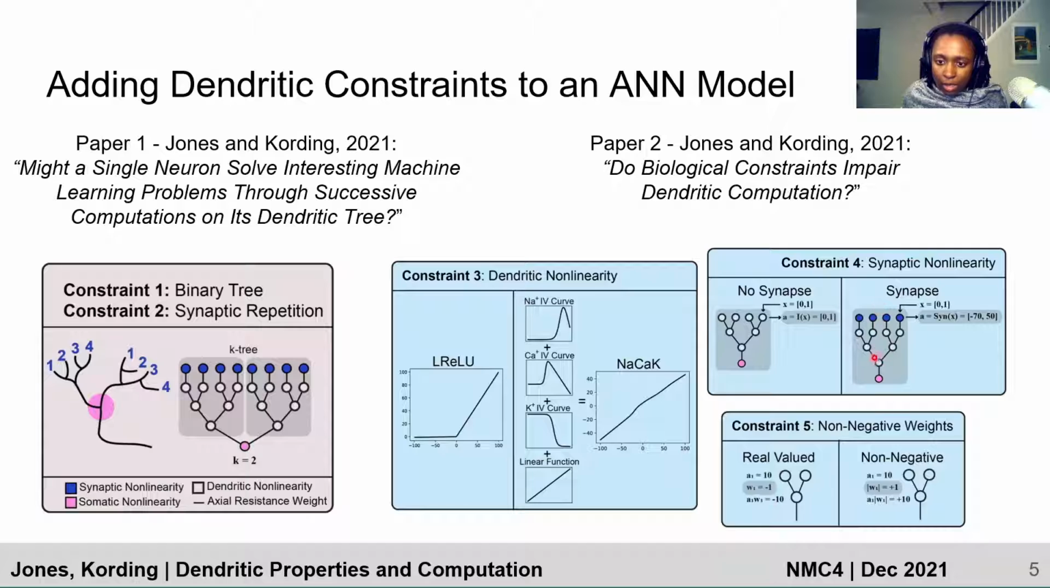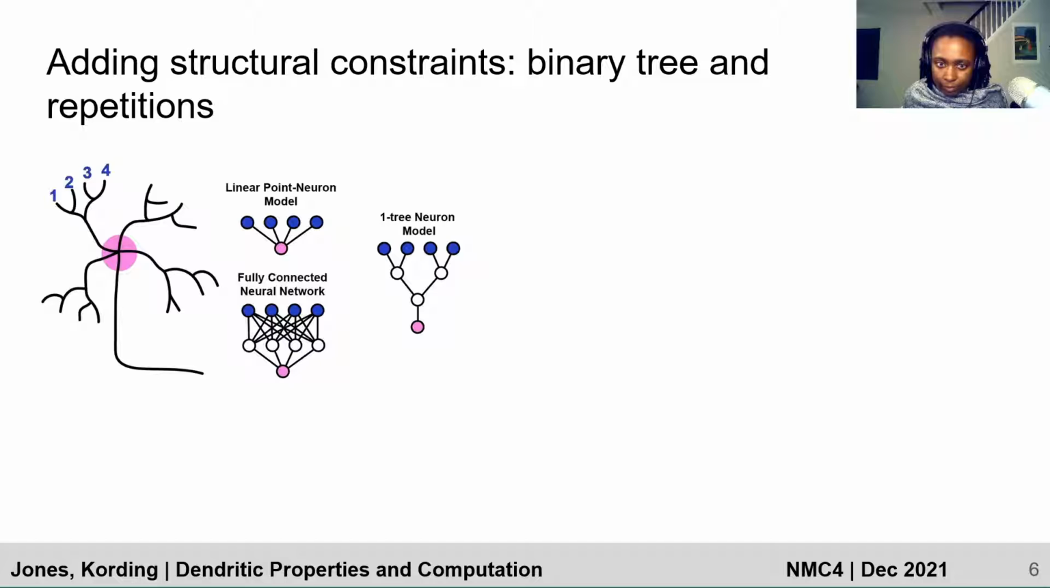Fourth, we introduced a synaptic nonlinearity at the inputs of the dendritic tree to transform the input values into units of millivolts. And fifth and lastly, we acknowledge that given the first constraint, our model is like a compartmental neuron model, so the nodes of the model are compartments connected by axial conductances. These conductances only make sense if they are non-negative, so we impose non-negativity on the weights connecting each node. As we progress through this project, we will add each constraint on top of the others.